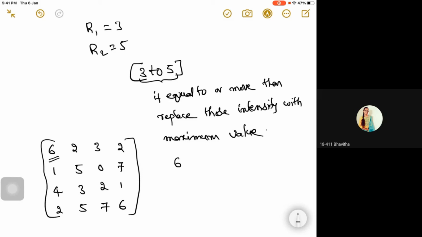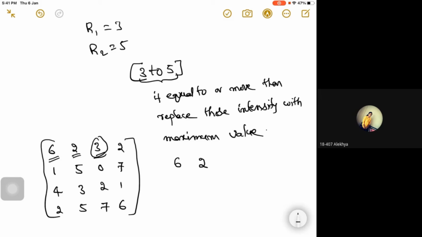Then coming to 2. Is 2 within this range 3 to 5? Anybody respond? Yes. 2 is within the range 3 to 5? No, sir. No. If it is no, you have to take the original value as it is. Next we are having 3. Yes, it is exactly 3. So we have to replace this 3 by the maximum value.